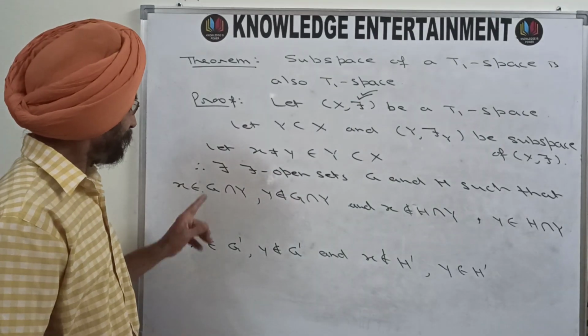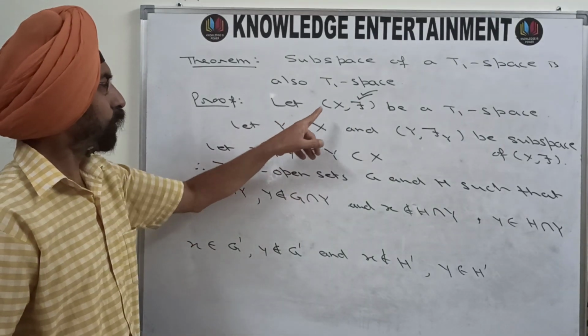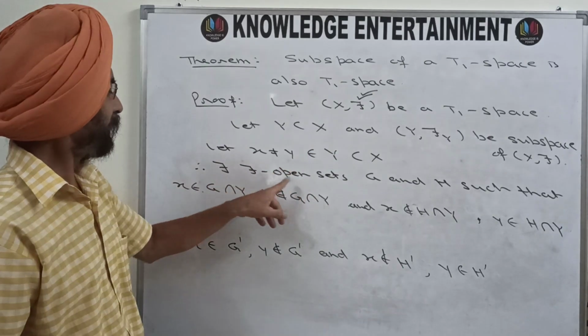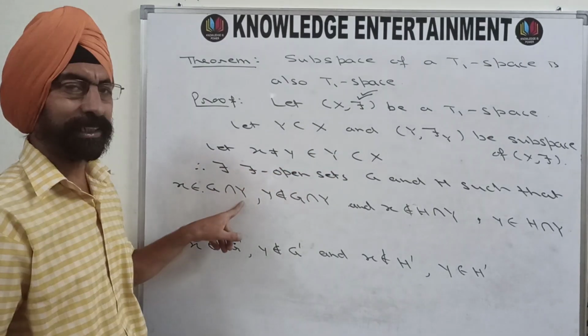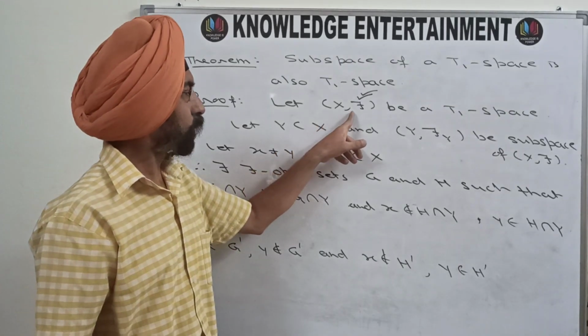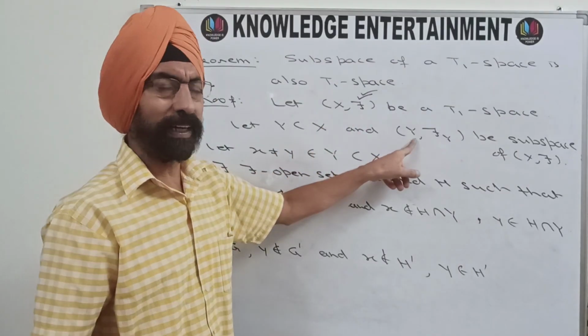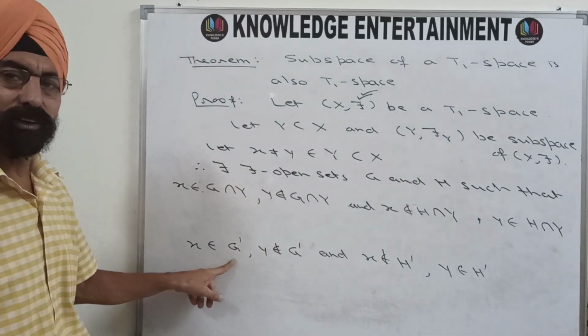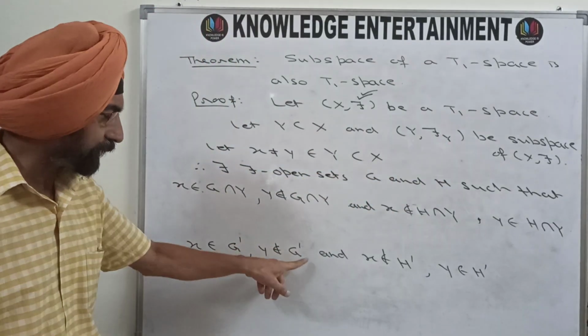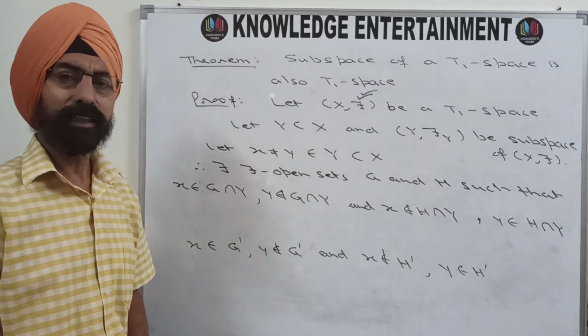Look once again, G is a tau open set, and it is intersected with Y. Tau open set intersected with Y will become tau Y open set. So this G dash will become tau Y open set. Similarly, H dash will also be tau Y open set.